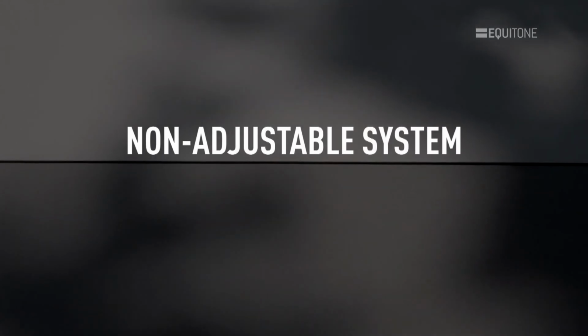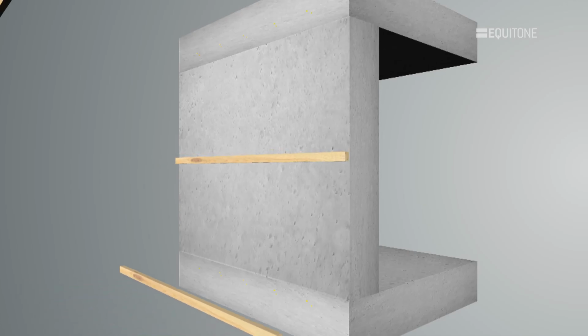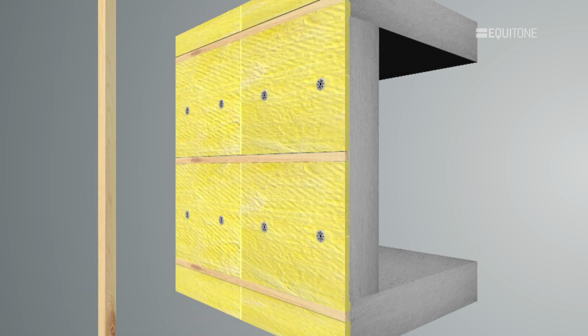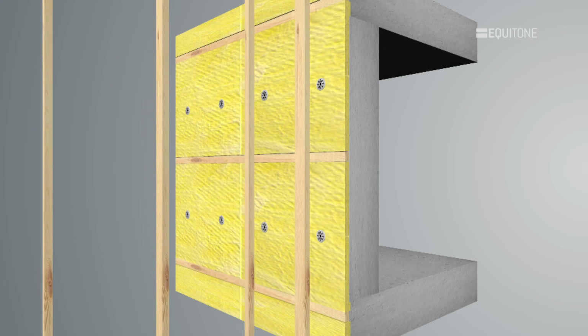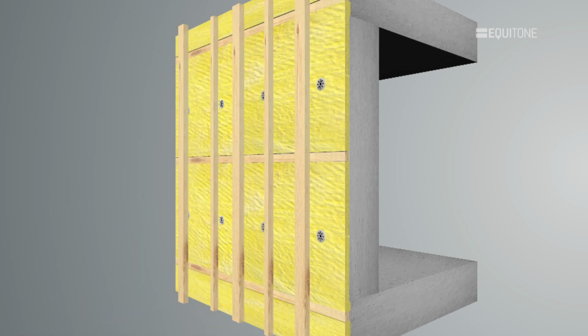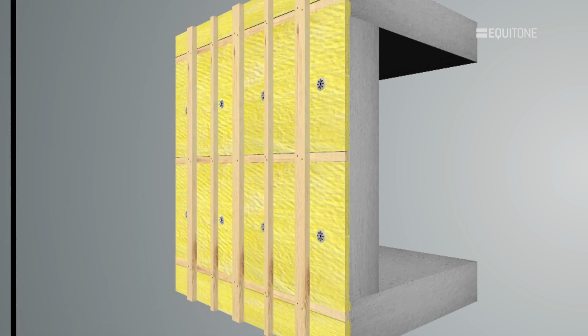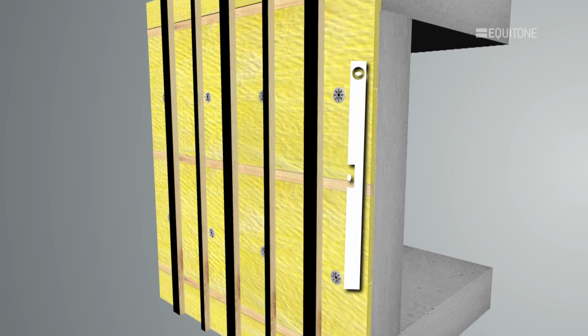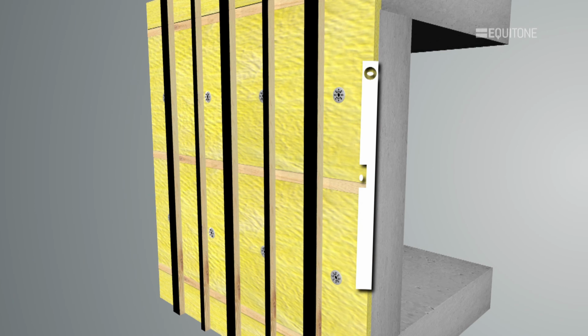Non-adjustable system. One way is to fix a series of counter battens horizontally across the wall and infilling them with insulation. Over these, the vertical battens are securely fixed at centres to suit the panel layout. This method is dependent upon having a level wall, as adjustment is limited and is normally used where thin insulation boards are specified.